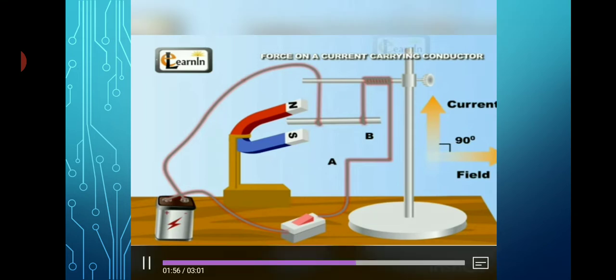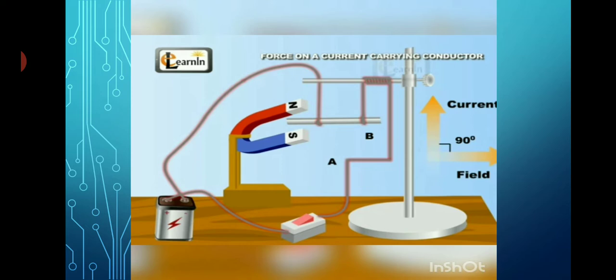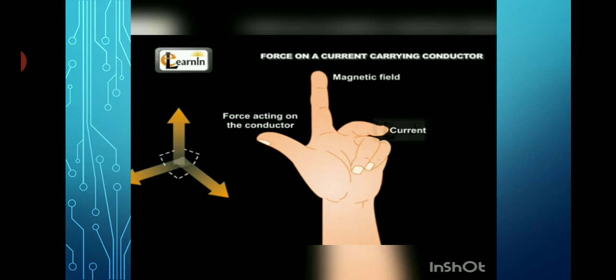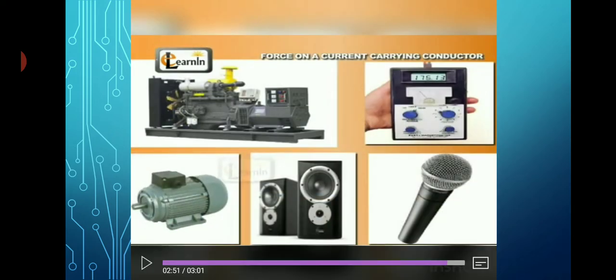So the three directions can be illustrated through a simple rule called Fleming's left hand rule. This rule says: stretch the thumb, forefinger and middle finger of your left hand such that they are mutually perpendicular. If the forefinger indicates the direction of the magnetic field and the middle finger indicates the direction of the current, then the thumb will point in the direction of motion or the force acting on the conductor. So these three fingers indicate the direction of the current, the direction of the magnetic field and the direction of the force on the conductor, the rod AB, and these are perpendicular to each other.